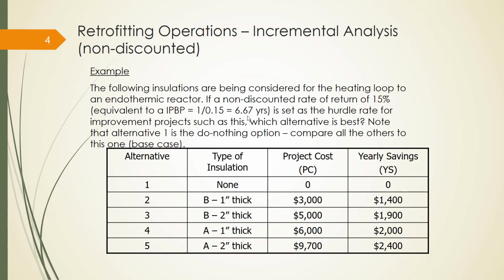Now, one option is we don't add any insulation, so that's alternative one. I have two types of insulation, insulation A and insulation B, and they could be either 1 inch thick or 2 inch thick. The project costs and the annual savings are documented over here. So, how would we like to analyze this? Let's look at both methods, the rate of return on our incremental investment and the incremental payback period.